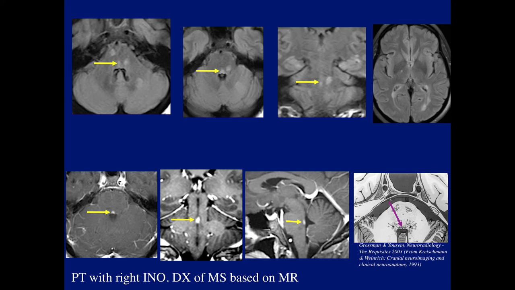This was an interesting case. This patient came in with a right INO, and we saw that, and all these lesions, and I remember we called the clinicians, look at the enhancement right in the midline, and we said, we think the patient may have MS. It was a younger patient, and sure enough, they worked them up, and this was an MS case.